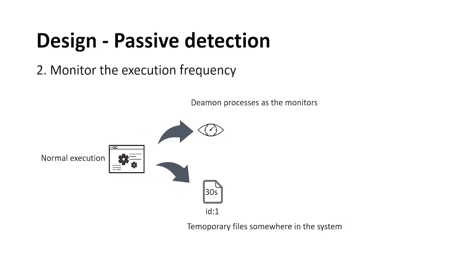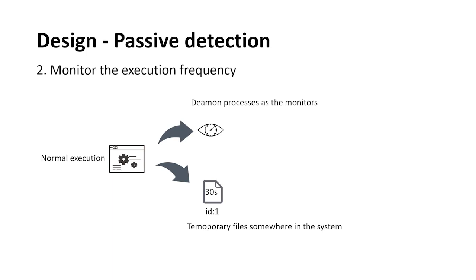And the second method is to monitor the execution frequency. This method is based on the assumption that a normal user will not repeat a program too many times within a short time period. Otherwise, if we find a program has been repeated too many times within a short time period, we can claim that there exists a fuzzer. And here is an example.